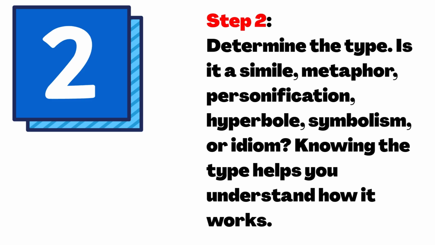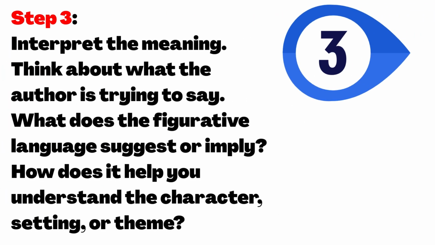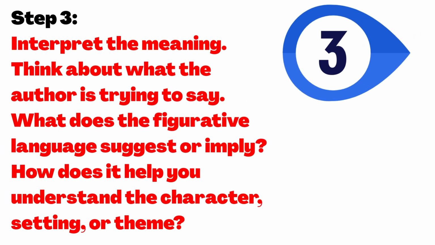Step 2. Determine the type. Is it a simile, metaphor, personification, hyperbole, symbolism, or idiom? Knowing the type helps you understand how it works. Step 3. Interpret the meaning. Think about what the author is trying to say. What does the figurative language suggest or imply? How does it help you understand the character, setting, or theme?